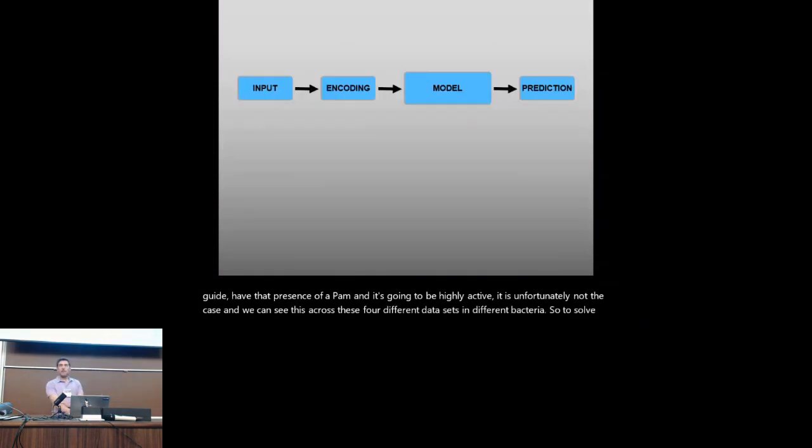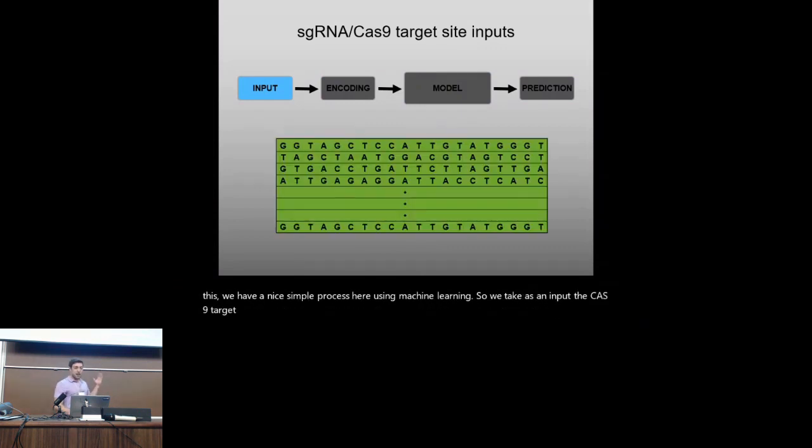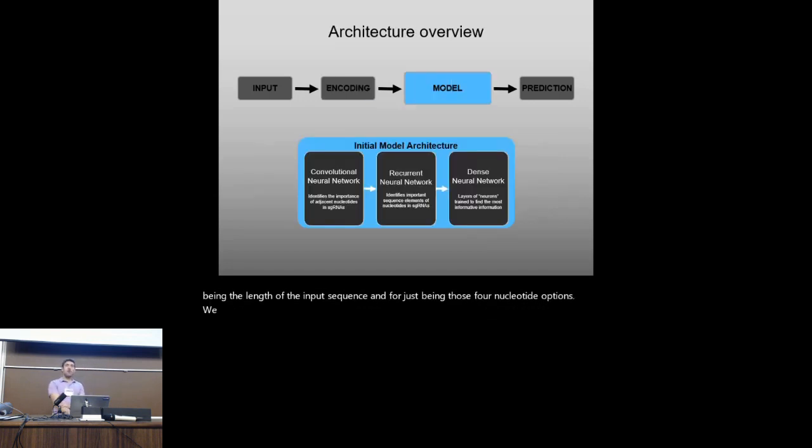So to solve this, we have a nice simple process here using machine learning. So we take as an input the Cas9 target site. In fact, we take a lot of these target sites as input. Now, this is just the nucleotides. It's then encoded using one-hot encoding into a nice binary matrix. It's just 4 by n, with n being the length of the input sequence and 4 just being those 4 nucleotide options. We then pass those one-hot encoded target sites into the model.